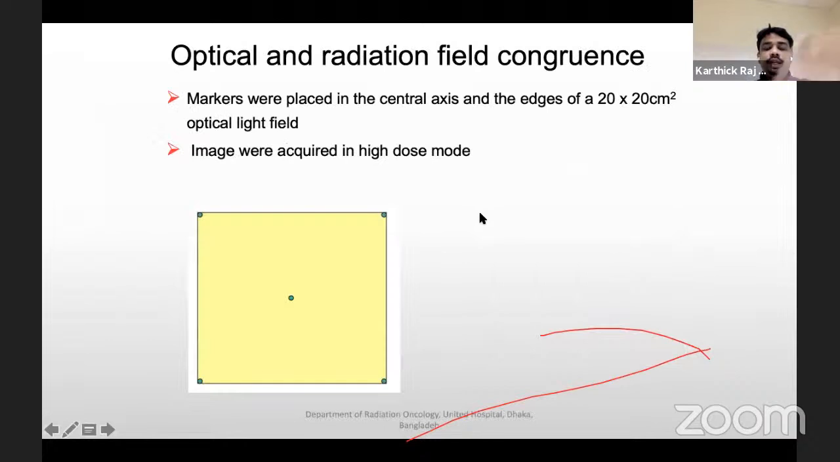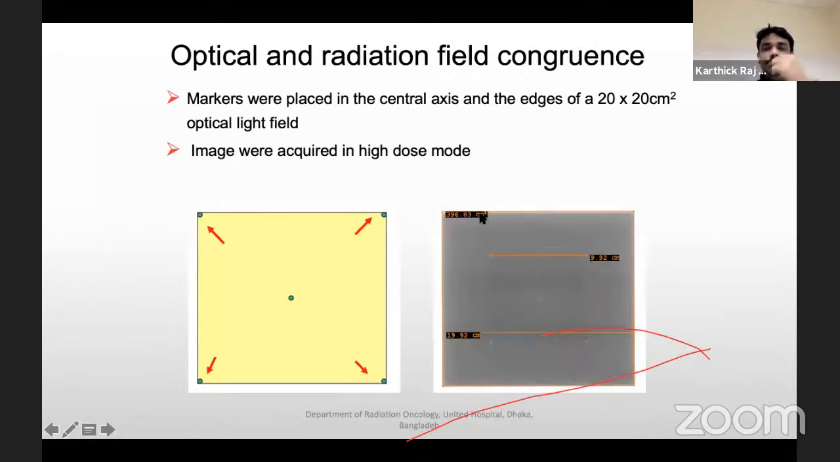If you don't have enough film for routine checks, we did this with an EPID system. We put markers on the optical field and checked within 1 millimeter, so that if you don't want to waste the film for routine quality assurance checks, weekly, monthly and annual, you can use your electronic portal imaging device to check the optical and radiation field. Sometimes buying consumables is very difficult, and most linear accelerators come with an EPID, so we can use the EPID system for the optical and radiation field coincidence test.